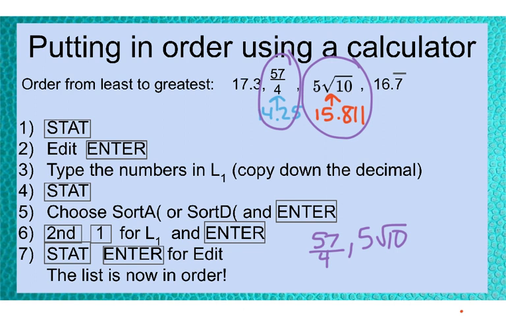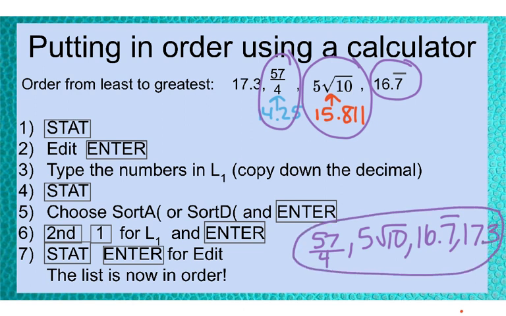And then 16.778, that's this one. That's the 16 7/10 repeating. And then the biggest number, largest number, was 17 3/10. So our calculator actually put our numbers in order from least to greatest. Remember, we just have to know how to type them in the stat, and then know the difference between sort A and sort D. Least to greatest, greatest to least.